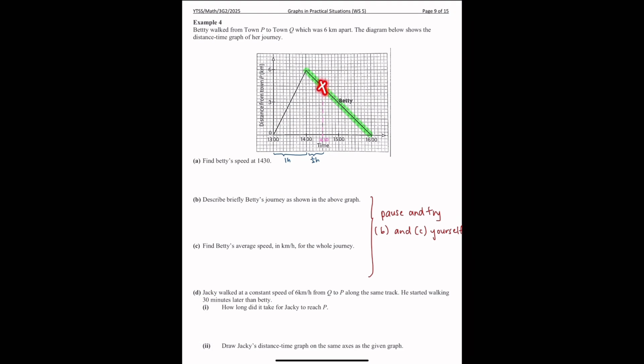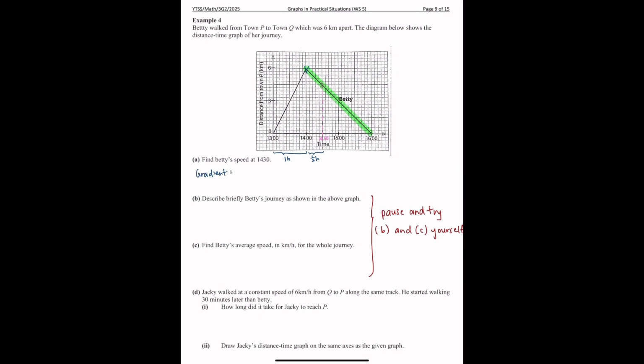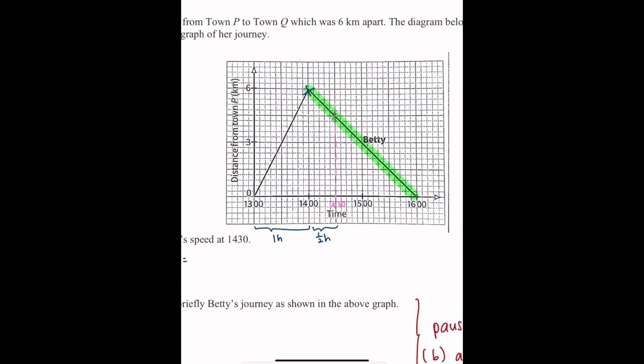Take note, this point is actually on this line here. This point will have the same gradient as any point on the line here because they're on the same line. So to find Betty's speed at 1430, we can find the gradient of the line joining this point and this point. That's where we'll get the speed at 1430 as well. So let's write gradient equals to, I'm going to write the coordinates of these 2 points down first.